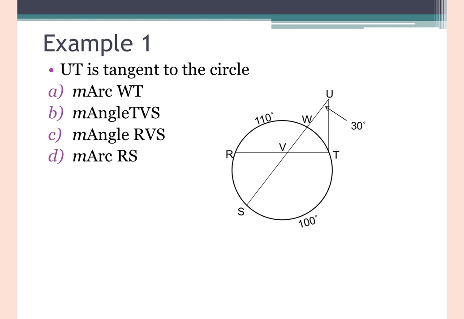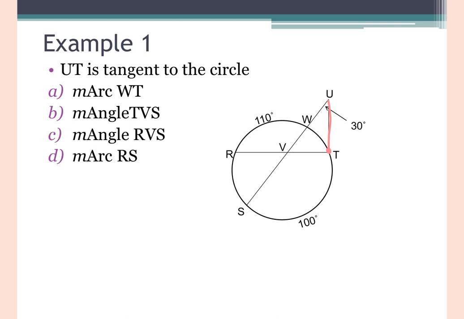So example 1 says UT is tangent to the circle. So this segment here is tangent to the circle. Which means what? So it would intersect the radius or the diameter at a 90-degree angle, not necessarily a chord. It doesn't look tangent. Okay? It kind of doesn't. You're right, but we're going to say that it is.